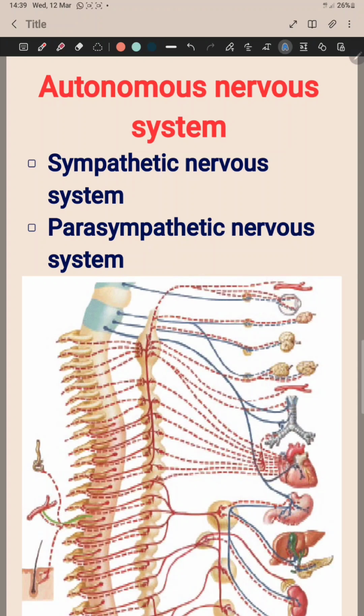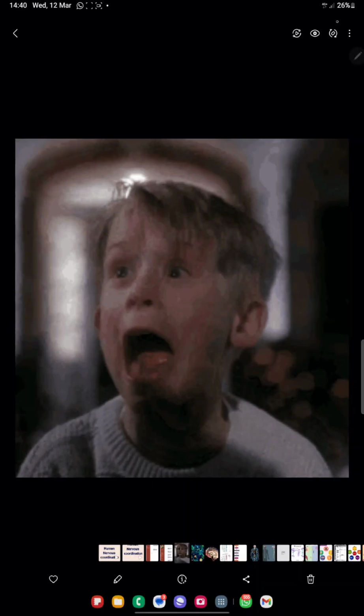The last part of this lesson is the autonomic nervous system. This autonomic nervous system controls involuntary actions in our body. The coordinating centers of the autonomic nervous system are the hypothalamus and medulla oblongata. There are two subsystems in the autonomic nervous system. They are the sympathetic nervous system and the parasympathetic nervous system.